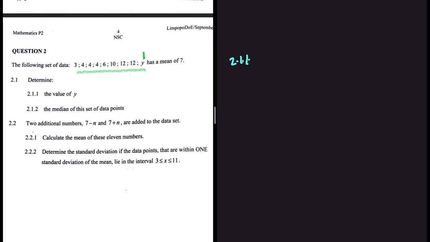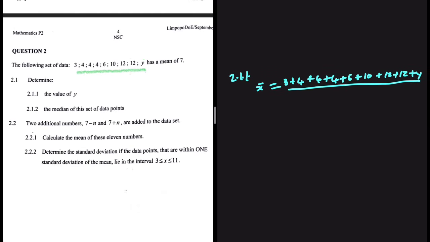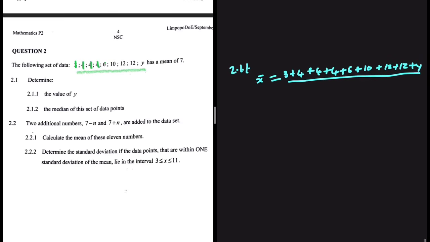So we can easily say that x bar is equal to the sum of all the data points divided by the number of the data points. That will give us 3 plus 4 plus 4 plus 4 again plus 6 plus 10 plus 12 plus 12 plus y, divided by the number of data points. How many data points do we have? We have 1, 2, 3, 4, 5, 6, 7, 8, 9. So we are dividing by 9.